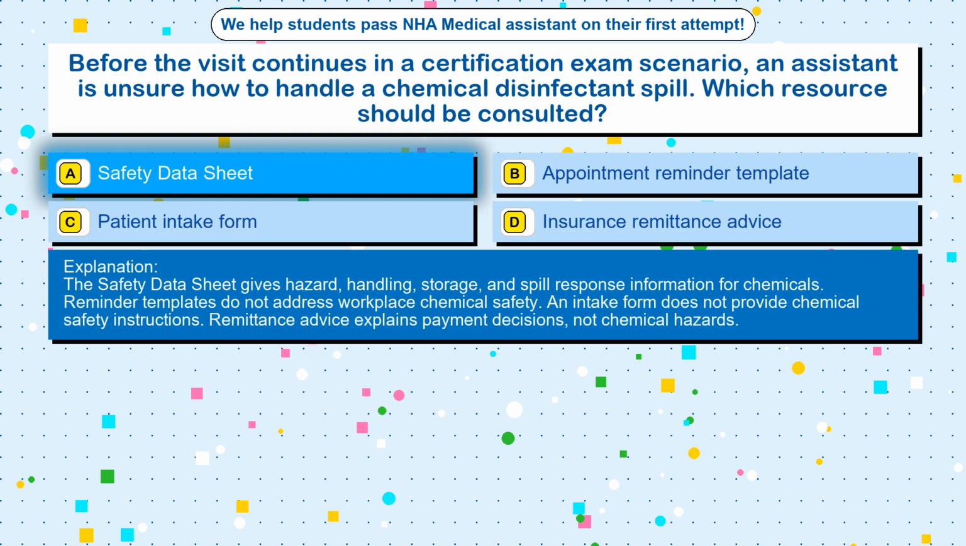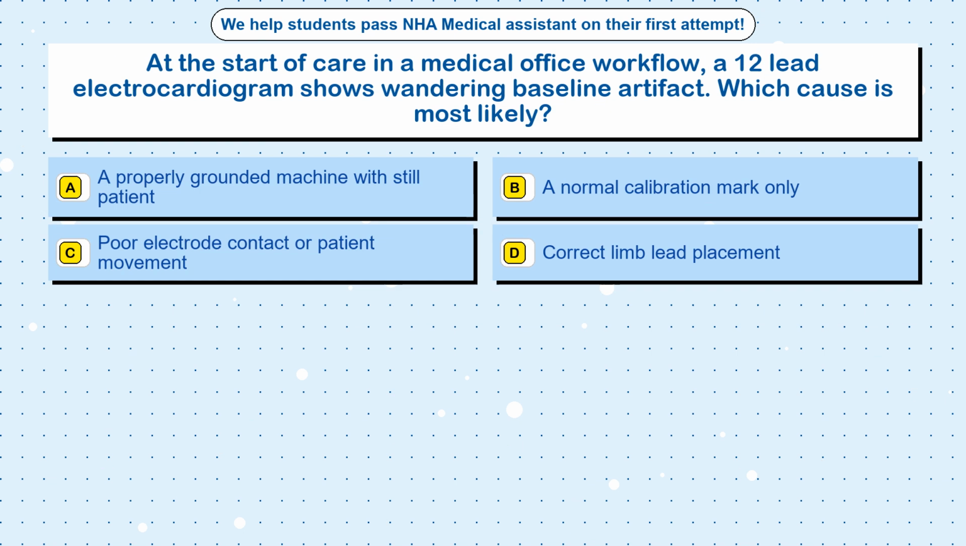The safety data sheet gives hazard, handling, storage, and spill response information for chemicals. Reminder templates do not address workplace chemical safety. An intake form does not provide chemical safety instructions. Remittance advice explains payment decisions, not chemical hazards. Question 62.